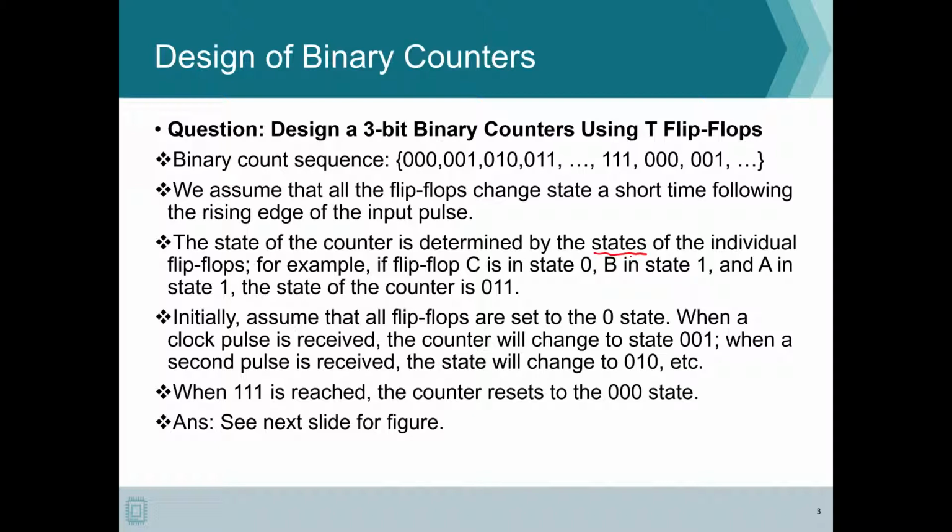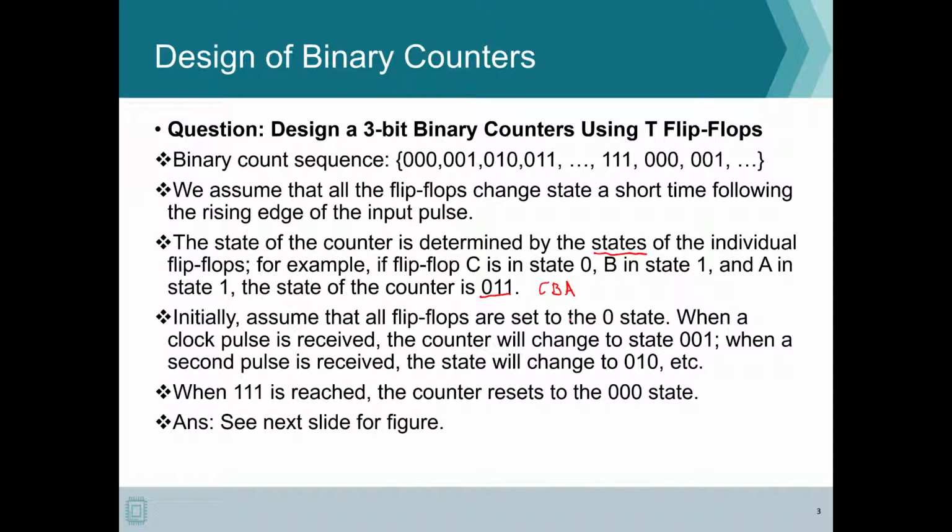So let's say if you have here 3 flip-flops, and they are named C, B, and A. And if the flip-flop states are 0, 1, and 1, then the state of the counter or the counter value is simply given as 0, 1, 1. So we basically assume that we are going to have C as the most significant bit and A as the least significant bit.